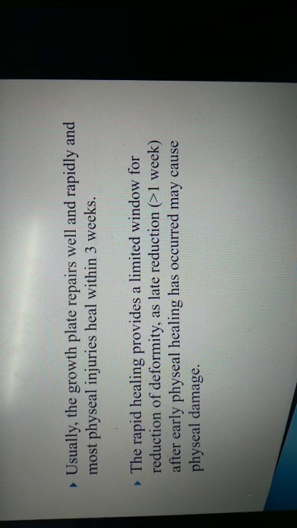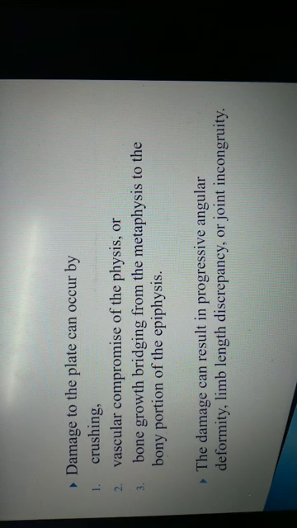The rapid healing provides a limited window for reduction of deformity, as late reduction greater than 1 week after injury, once early physeal healing has occurred, causes physeal damage. Damage to the plate can occur either by crushing, vascular compromise of the physis, or bone growth bridging from the metaphysis to the bony portion of the epiphysis. The damage can result in progressive angular deformity, limb length discrepancies, and joint incongruity.